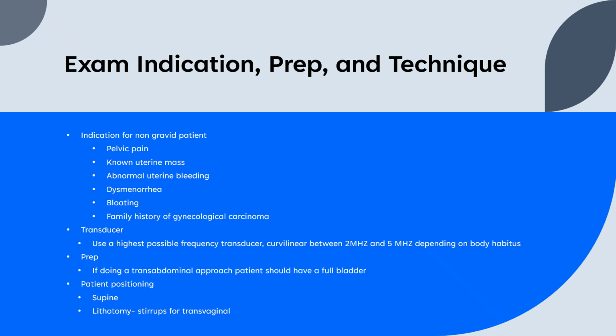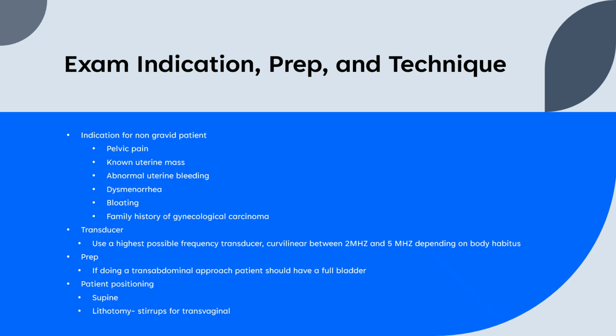If they're having abnormal uterine bleeding or dysfunction with their period, that's what dysmenorrhea means, meaning they're having heavy bleeding, irregular bleeding, no bleeding. That's what we're going to be looking for. Any feeling of bloating, discomfort in the vaginal or pelvic area, and then family history of gynecological carcinoma, so ovarian cancers, uterine cancers, breast cancers, those are all going to be kind of grouped into an exam that may be a yearly checkup for them.